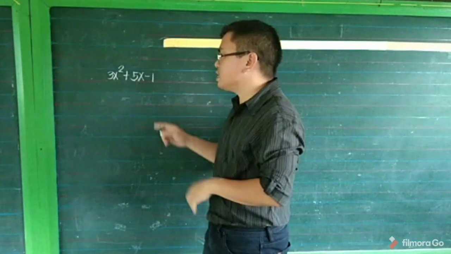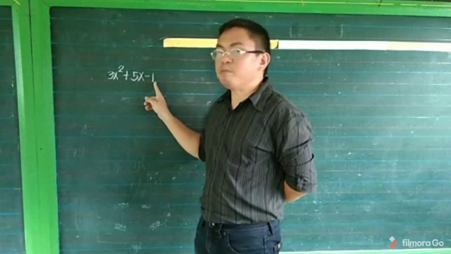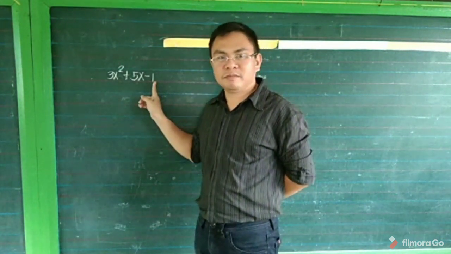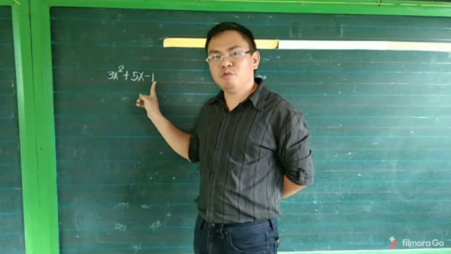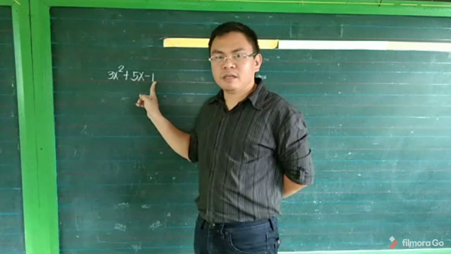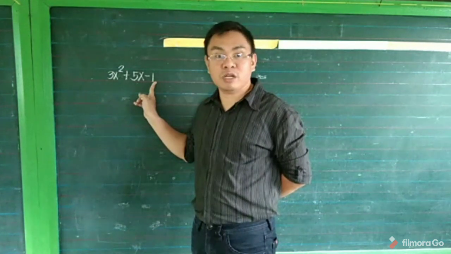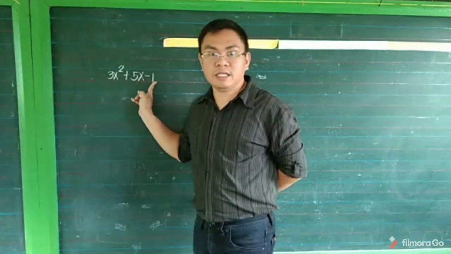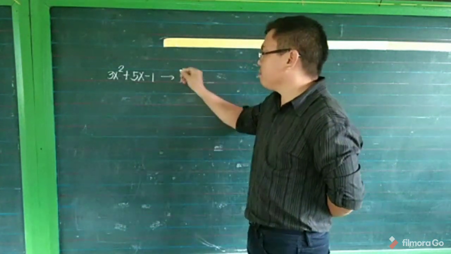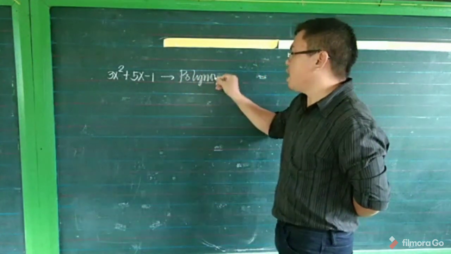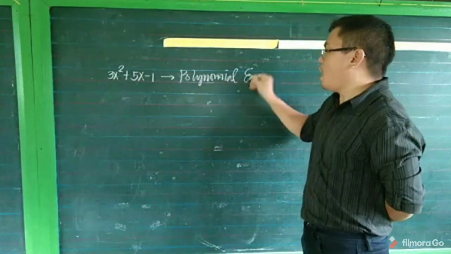Now let's have this expression, 3x squared plus 5x minus 1. Is it a polynomial function? What do you think? The answer is no. It's not a polynomial function. Instead, you call it a polynomial. So this is a polynomial expression.